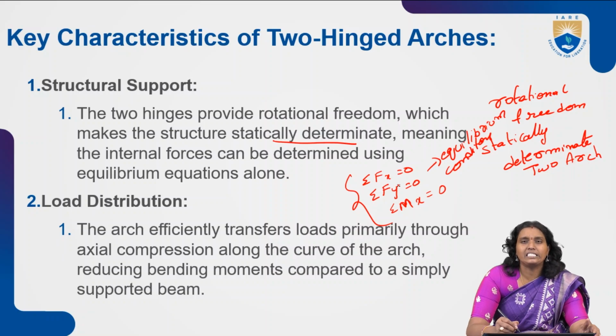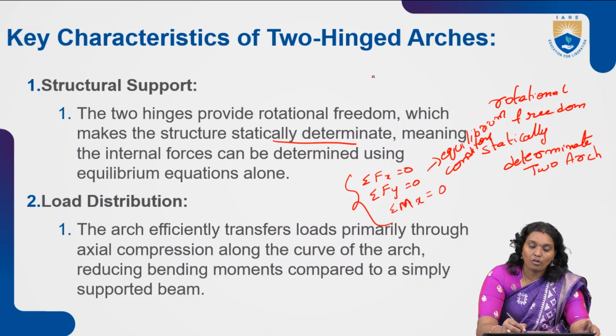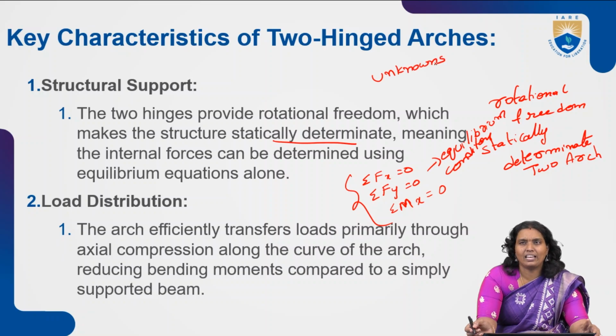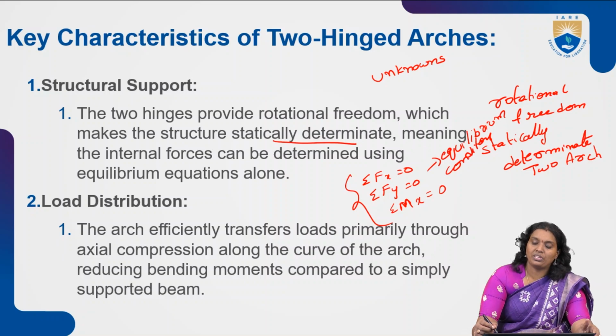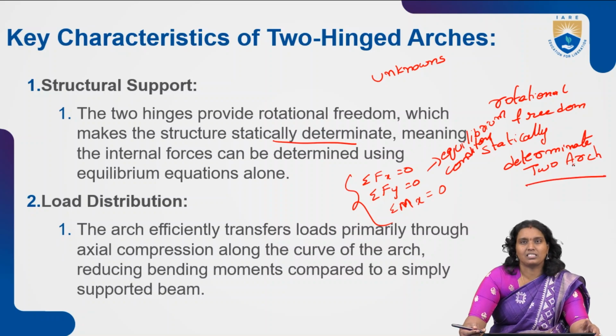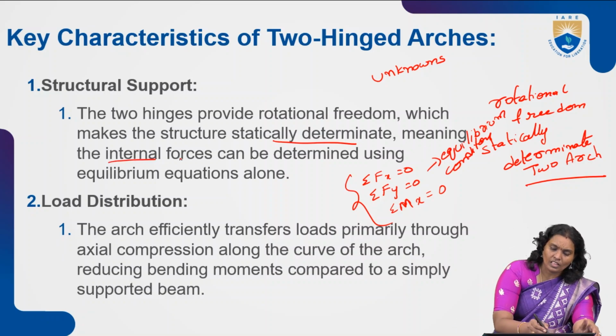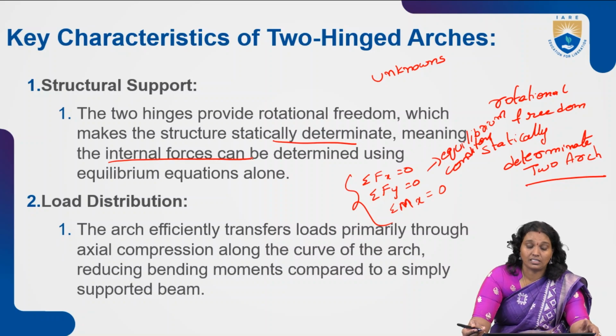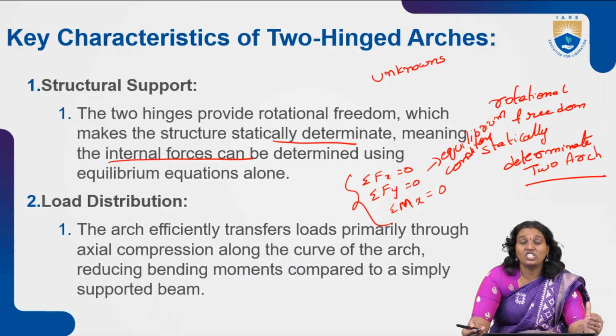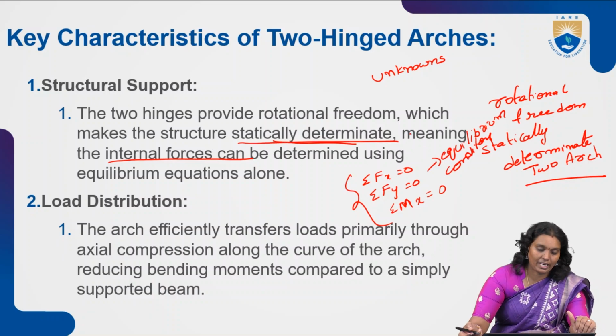If these three conditions are enough to find the unknown parameters in a structure, it is known as statically determinate. Here our two hinged arch is a statically determinate structure. The internal forces can be determined, meaning the unknown parameters are internal forces. These internal forces can be determined using equilibrium conditions alone. No additional equations are needed for knowing the internal forces in that particular structure. Such a type is known as statically determinate.